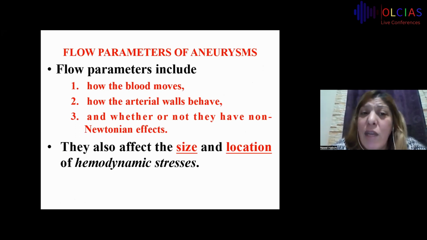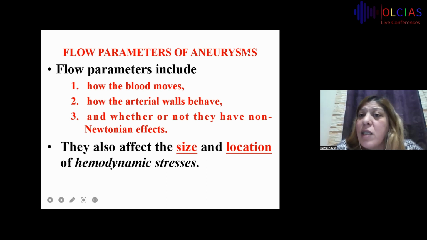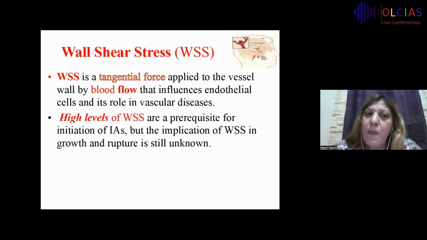Now we pass to the flow parameters of aneurysm. The flow parameters include how the blood moves, how the arterial walls behave, and whether or not they have non-Newtonian effects. They also affect the size and location of the hemodynamic stresses. These are the parameters of the blood flow in the case of aneurysm.